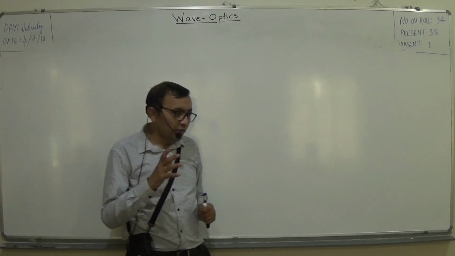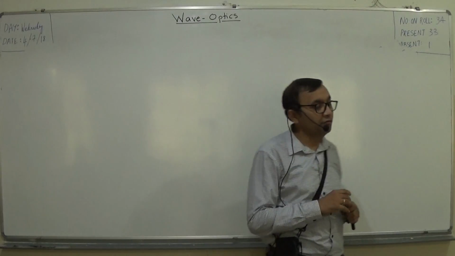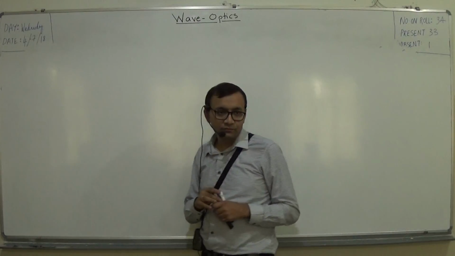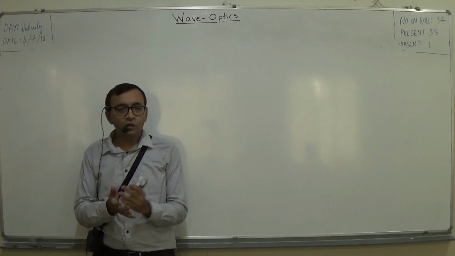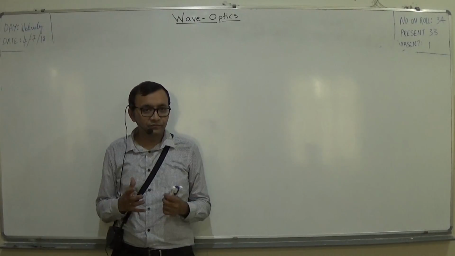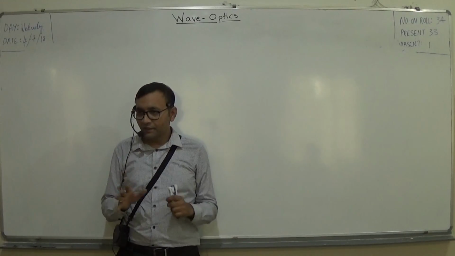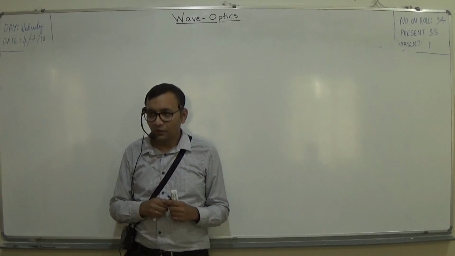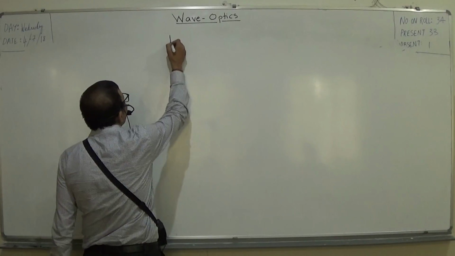One of the forefathers of wave optics is Huygens. He has actually conceptualized everything. So we'll start this chapter with Huygens' principle. Write down Huygens' principle.